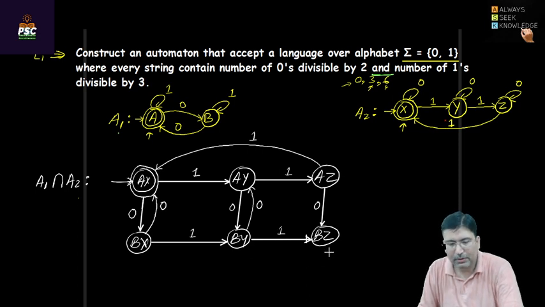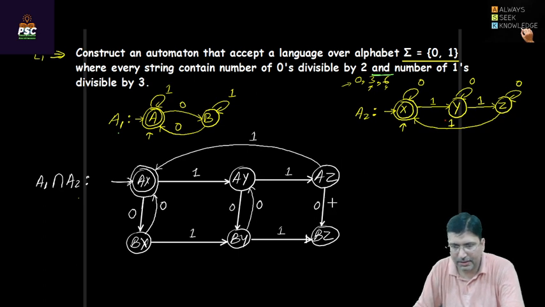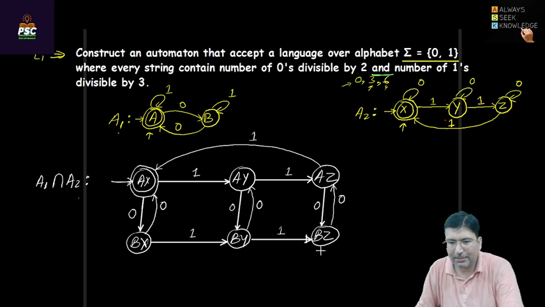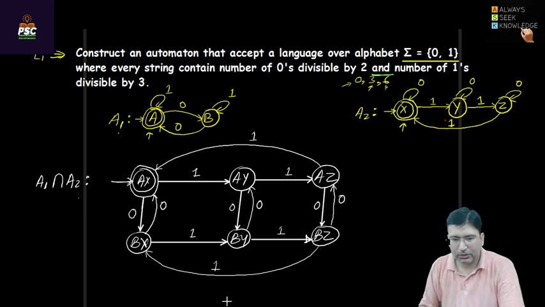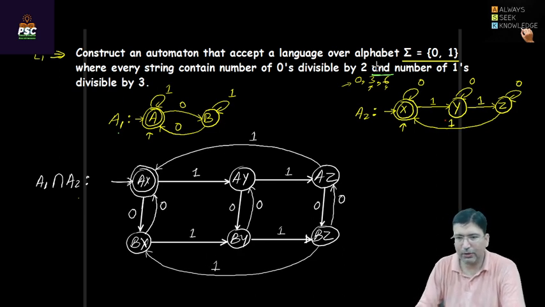On BZ, look at, when 0 is coming on B, you are at A, and when 0 is coming on Z, you are at Z. So that means you are reaching AZ for 0. When 1 is coming on BZ, B for 1 is leading you to B only, Z for 1 leading to X. So that means you are reaching BX. So from BZ, when 1 is coming, you are reaching here. Okay. So this is the final automata, because the AND operation we were performing.